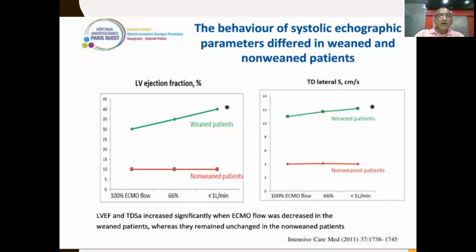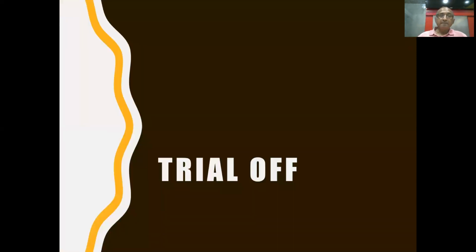And this is one of the studies by the Paris team. They have found that when you start weaning patients on VA ECMO, from ECMO flows of 100%, if the ejection fraction keeps on improving and the TDSA improves, then they usually do well and can be weaned off. But in those patients where, once you start weaning, the ejection fraction and the TDSA remain the same, usually they don't do well and cannot be weaned off easily.